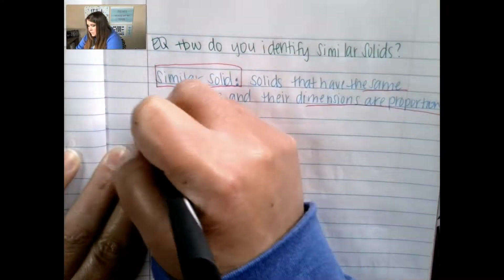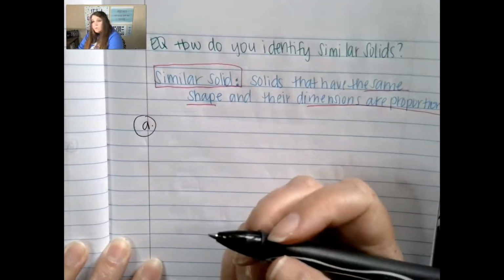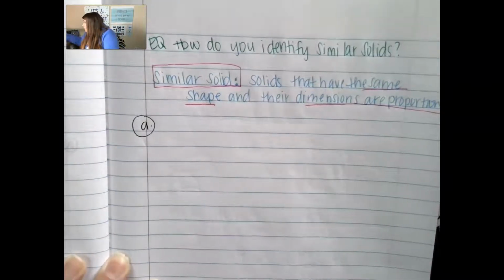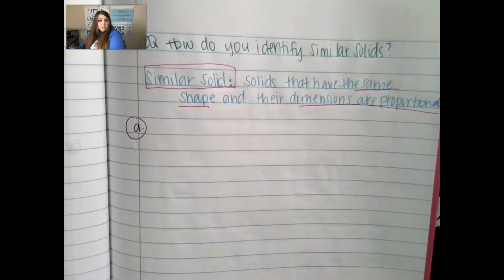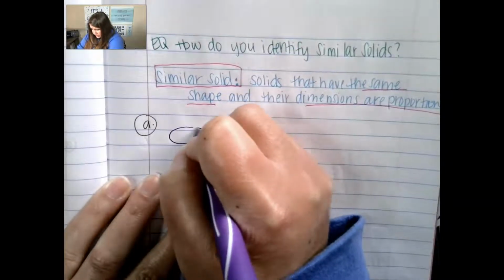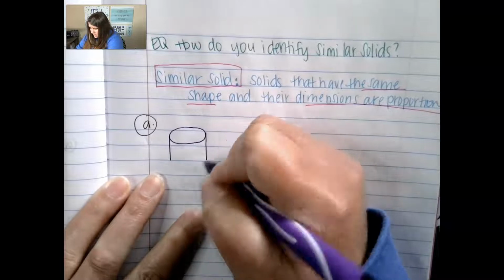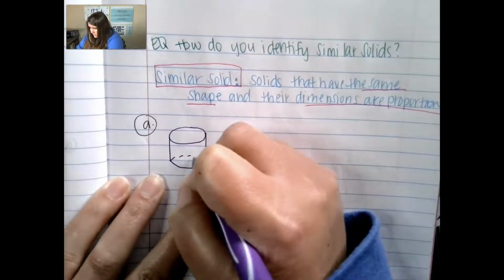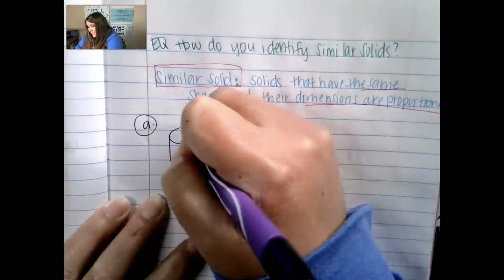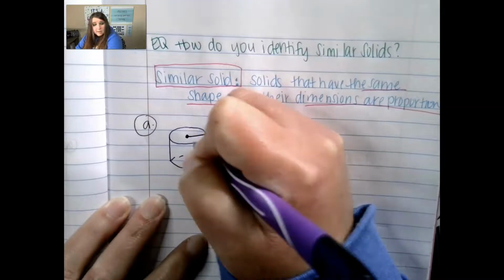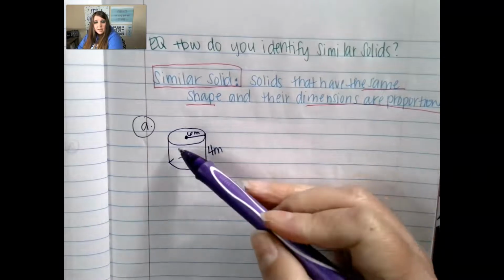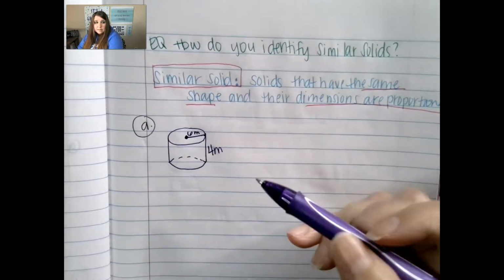All right, in our first example, we're going to have two solids. And our job is to figure out, are these solids similar? So our first solid is cylinder A. Cylinder A looks like this. And cylinder A has a height of 4 meters and a radius of 6 meters. Okay, so we have a height of 4 and a radius of 6.